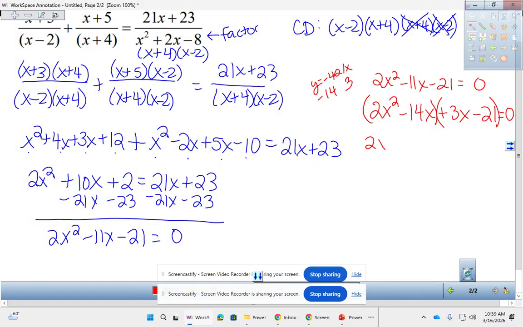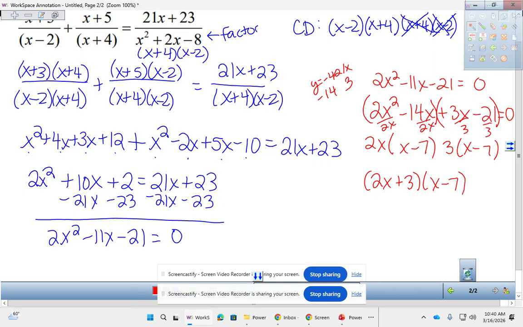So I'm going to factor out a 2x by dividing each of these terms by 2x. And I'm going to divide out a 3 by dividing each of these numbers by 3. You should end up with the same factor in your parentheses. So factored form for this one is 2x plus 3, x minus 7 equals 0. So now I'm going to be able to find my two answers pretty easily.